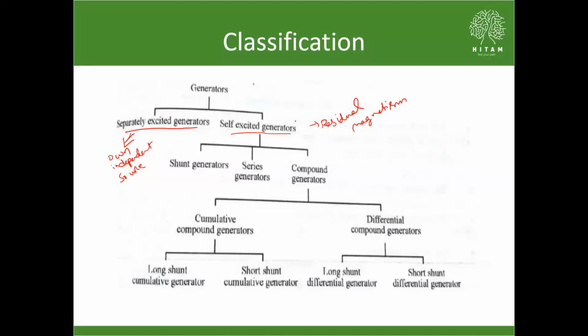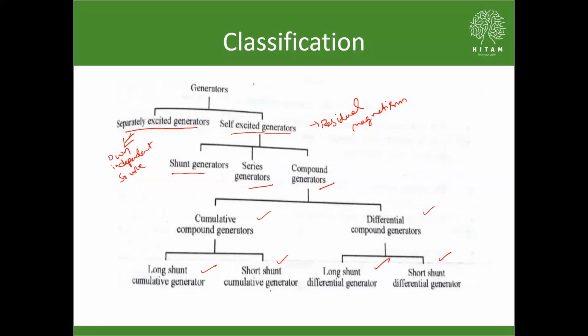So generally what we are having is self-excited generators in our regular applications. Under these self-excited generators, we are subclassified into the shunt generator, series generator, and the compound generator. This compound generator is further classified into two kinds, that is the cumulative type and the differential type. The cumulative is further subclassified into long shunt and short shunt cumulative, and the differential is further classified into long shunt and short shunt differential generators.